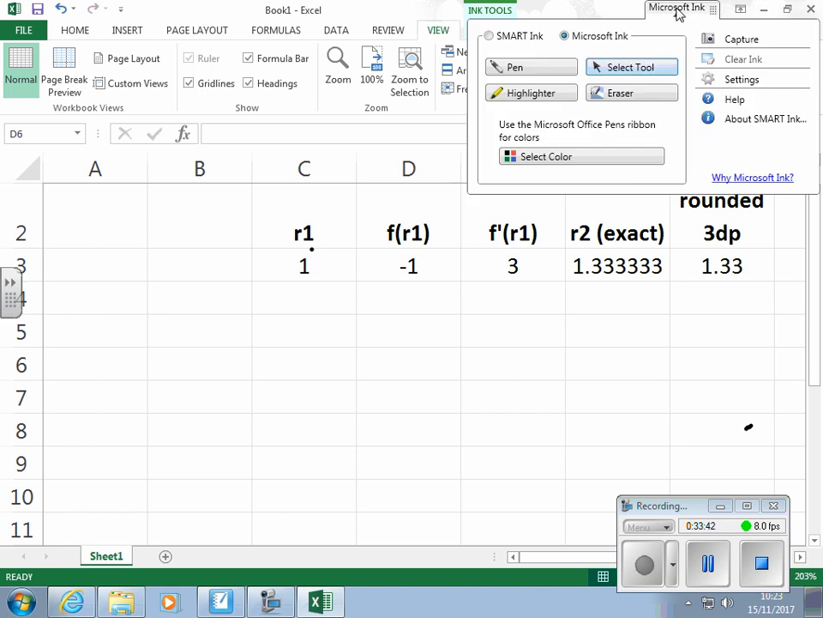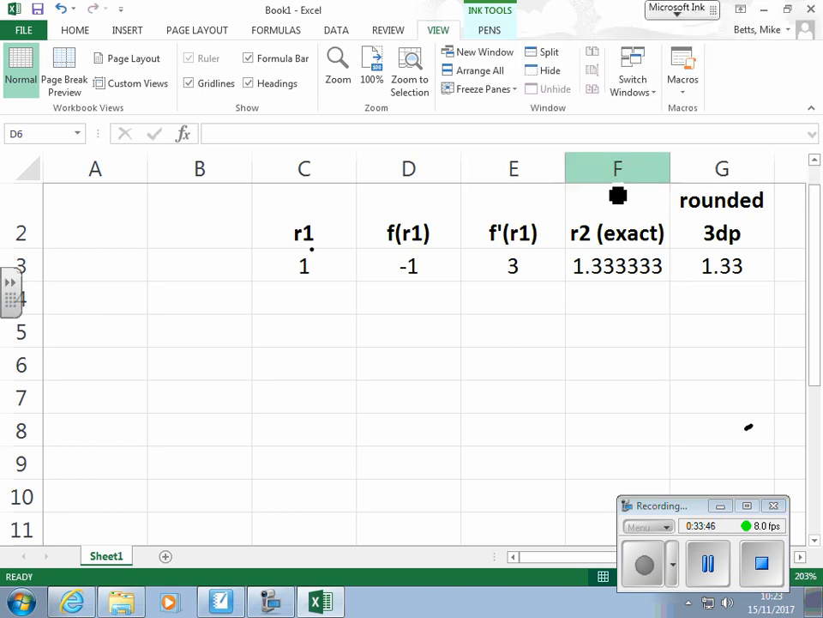Right. I don't want Microsoft Ink. Go away.